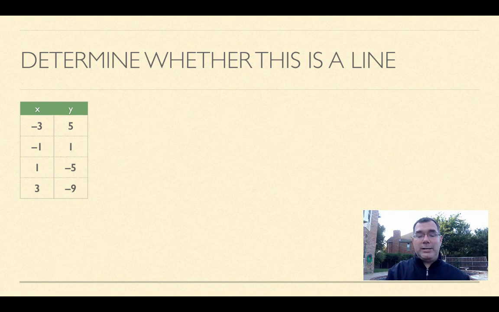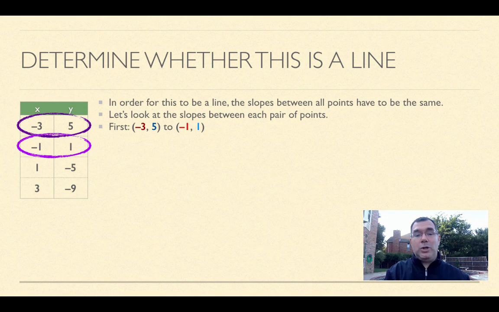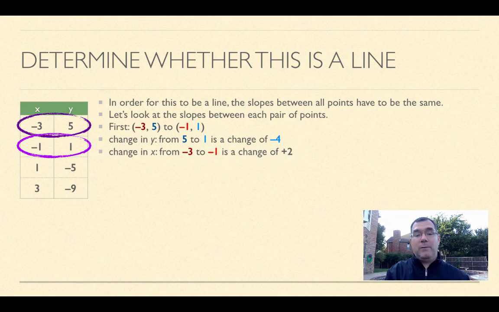So here's how I determine whether something does actually make a line or not. In order for that to happen, the slope needs to be the same no matter which points I'm talking about. So I'm looking at the slopes between each pair of points. First, I'm going to look at (-3, 5) to (-1, 1). The change in y from 5 to 1 is -4. The change in x going from -3 to -1 is a change of 2. So rise over run is -4 over +2, and that is -2.